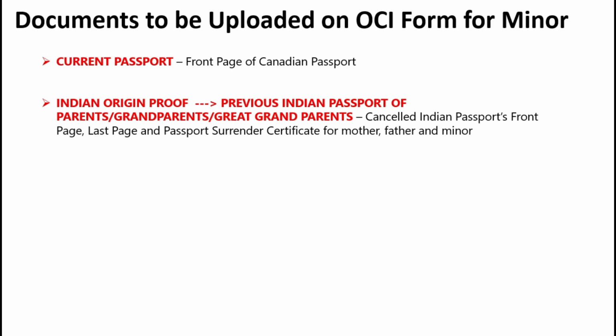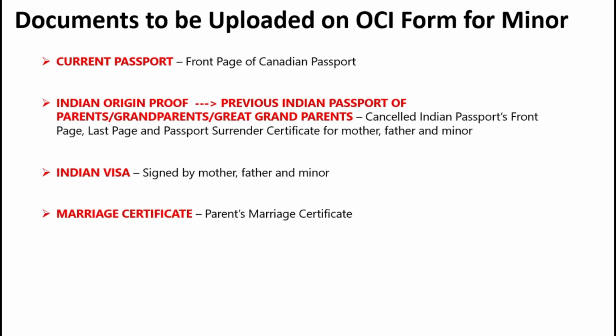So for mother, there'll be 3 pages. For father, there'll be 3 pages, and 3 pages for the minor. In total, 9 pages combined into one PDF, and you need to upload that PDF over here. Under Indian visa, you need to upload the mandatory declaration signed by mother, father, as well as minor.